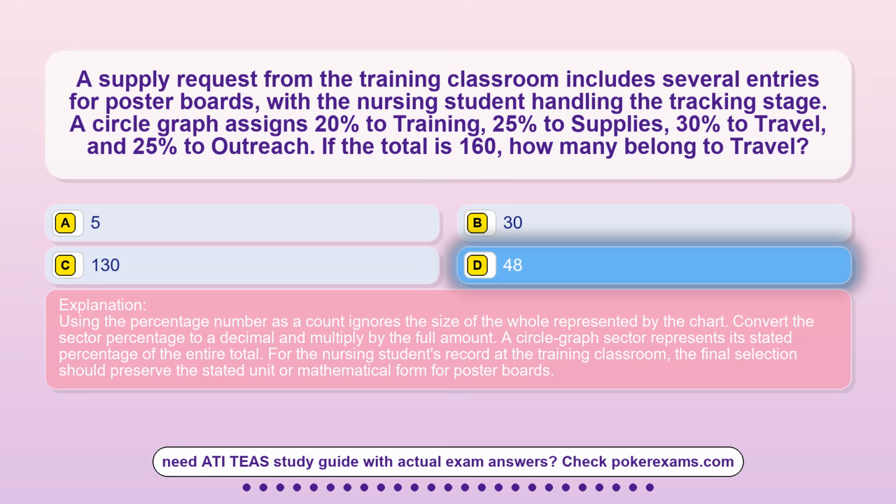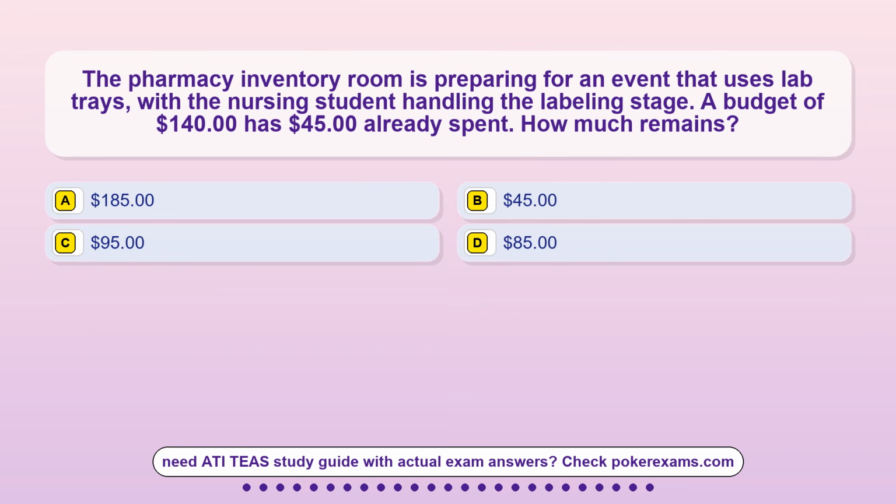For the nursing student's record at the training classroom, the final selection should preserve the stated unit or mathematical form for poster boards. Question 13. The pharmacy inventory room is preparing for an event that uses lab trays, with the nursing student handling the labeling stage. A budget of $140 has $45 already spent.